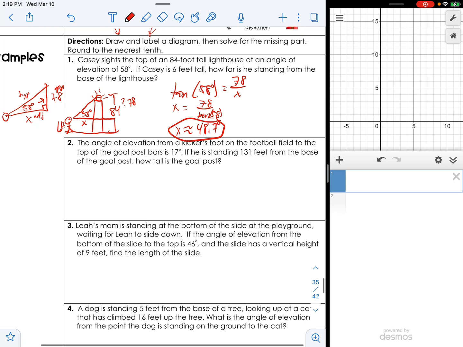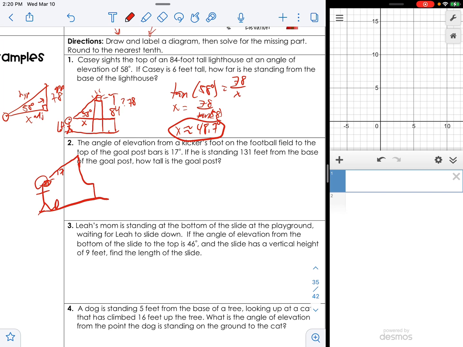All right, so let's look at number 2. The angle of elevation from a kicker's foot on the football field. So we've got a kicker. There's the football. There's the field. And let's see. Put this little helmet on here, right? Okay. The angle from the football field to the top of the goalpost bars is 17 degrees. So if we got the goalpost bars, we're going up here to the very top. That's 17 degrees. Makes a 90-degree angle.